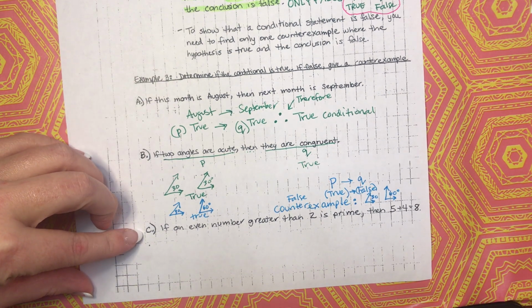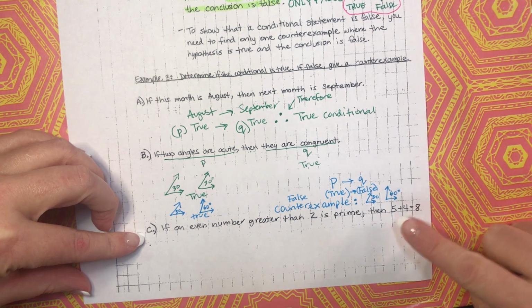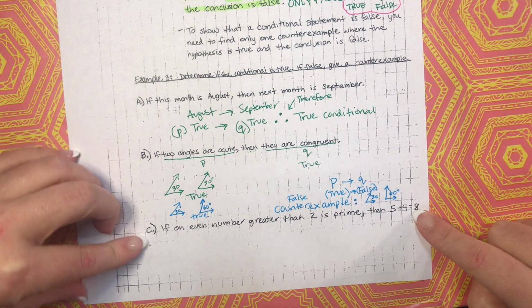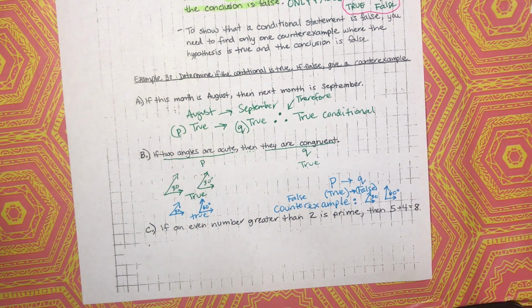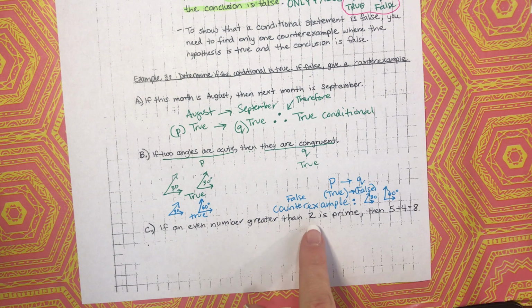This states: if an even number greater than 2 is prime, then 5 plus 4 equals 8. So the first part: if an even number greater than 2 is prime. Remember we talked about prime numbers. We know what even numbers are, right? 2, 4, 6, 8. Greater than 2 is prime.